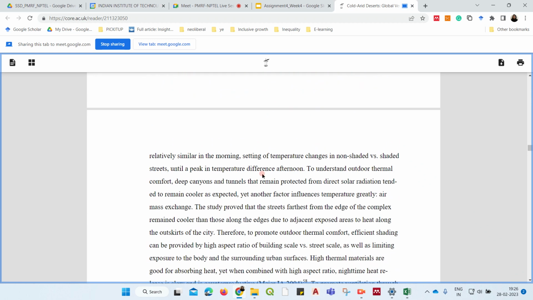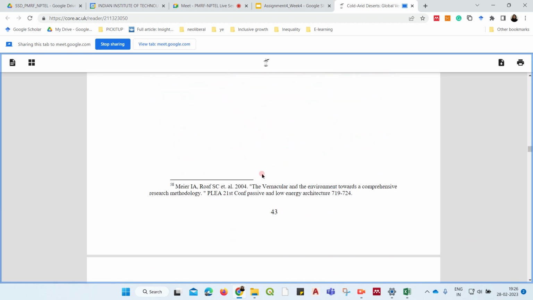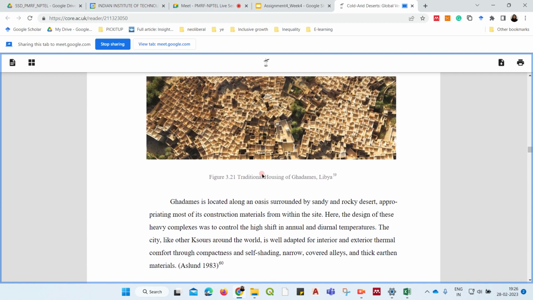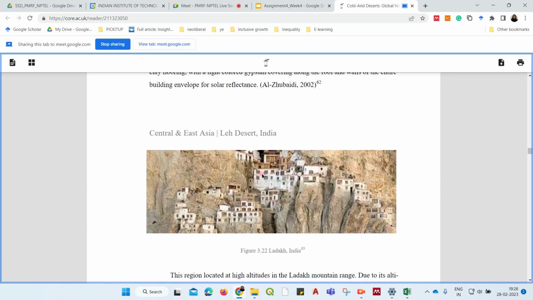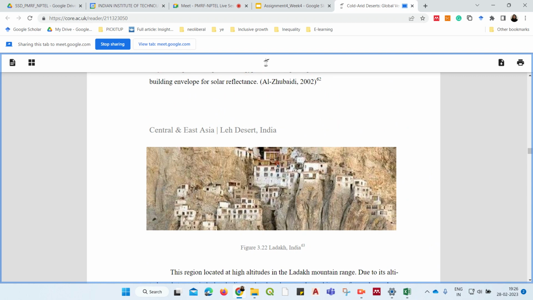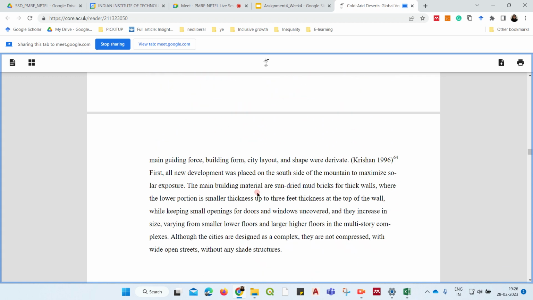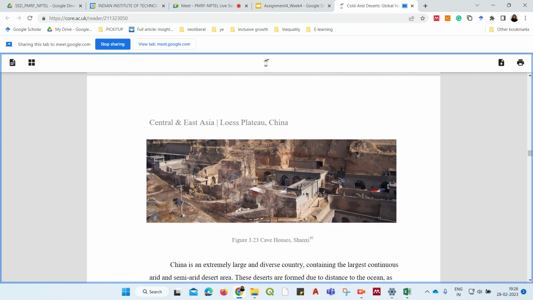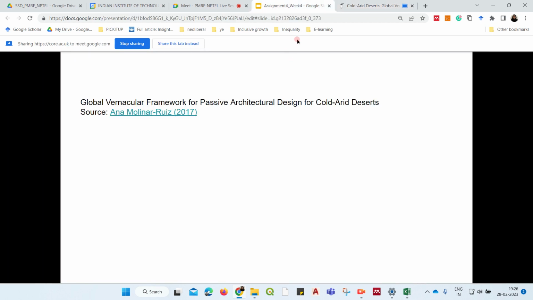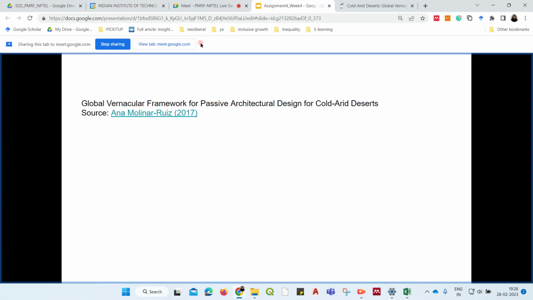All these details and construction techniques and the tricks which different areas use to have a more sustainable building approach fitting to the climate, you can follow from this study. I hope this helps whoever asked this in the last session.